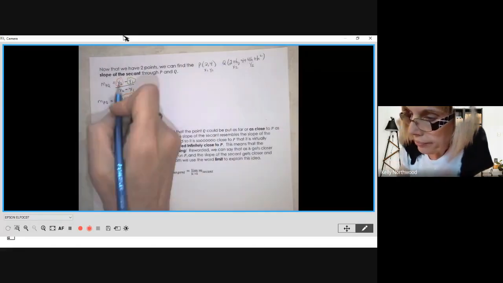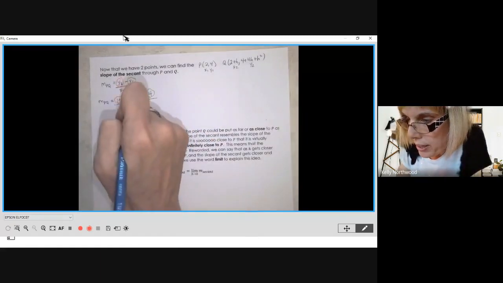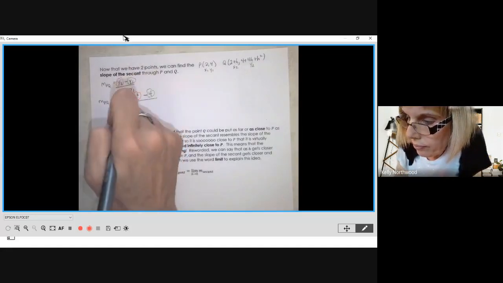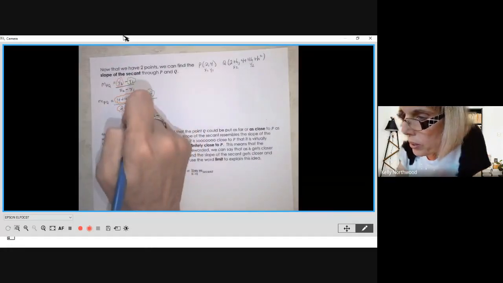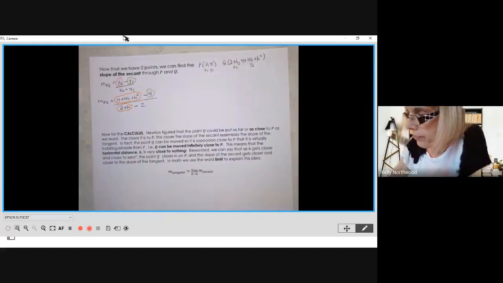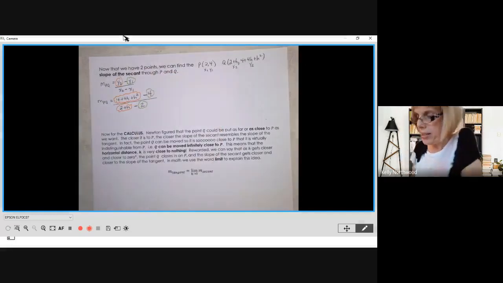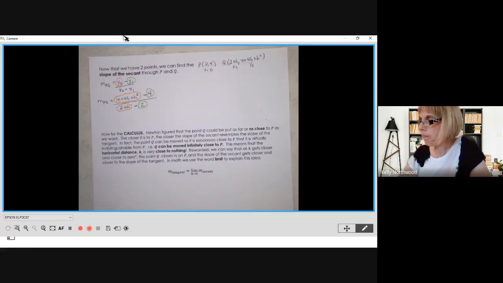Over x2, which is 2 plus h, minus x1, which is 2. So we just use this formula and substituted in x1, y1, and x2, y2.